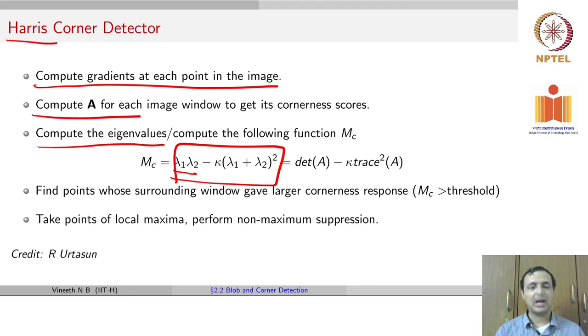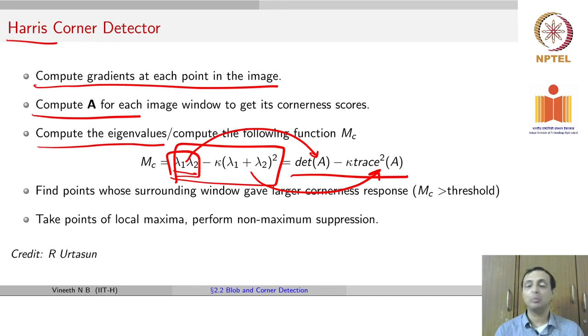Work this out for yourself. Try out different lambda 1s and lambda 2s and you'll see what I'm saying. But what is interesting here is that lambda 1 times lambda 2 is nothing but the determinant of A, and lambda 1 plus lambda 2 is nothing but the trace of A. Which means we can define our cornerness measure as the determinant of A minus some constant kappa times the trace squared of A.